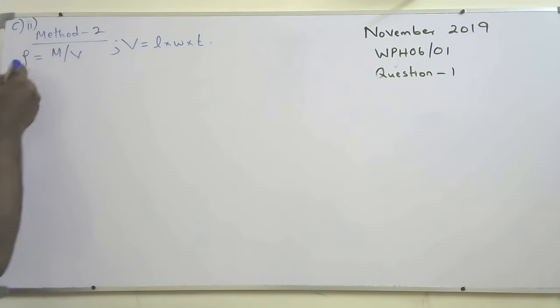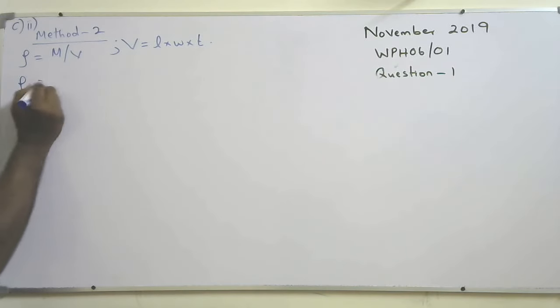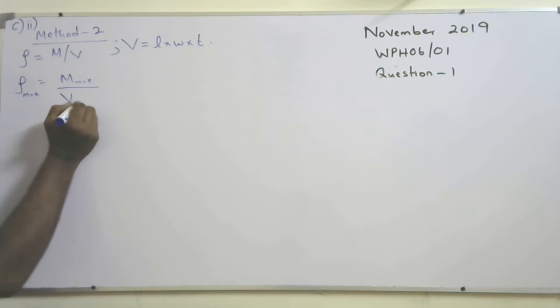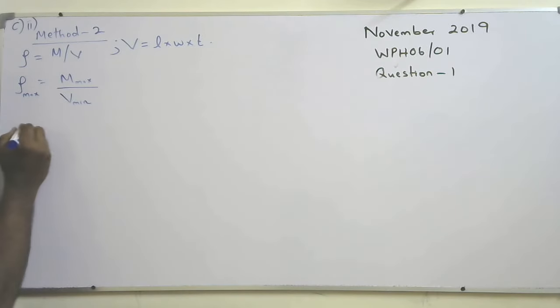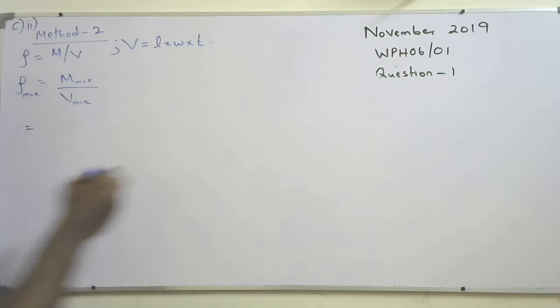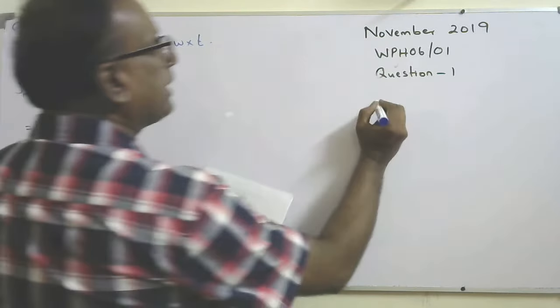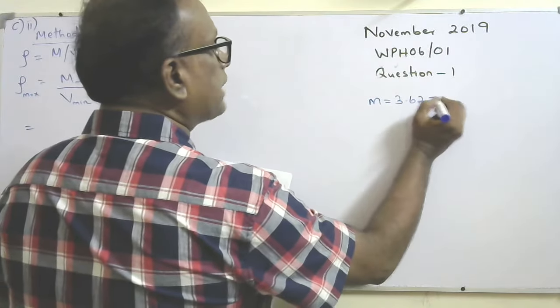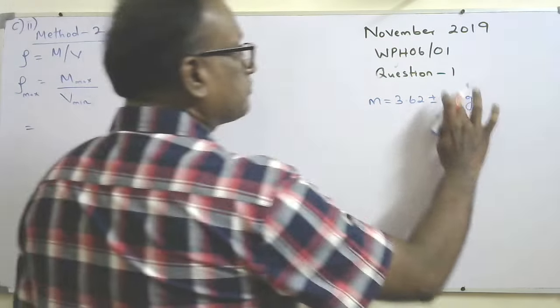So I can say density equals mass over volume. I'll find the maximum density: rho max equals M max over V minimum, right? So the maximum mass, what will it be? The mass is given already in the question. Mass is given as 3.62 plus or minus 0.01 gram.